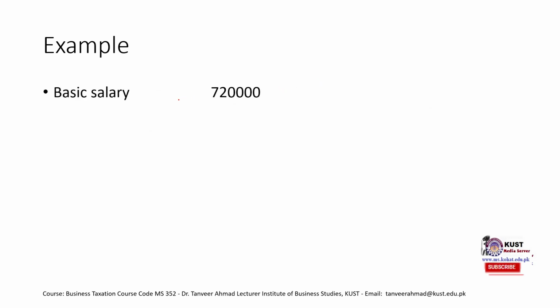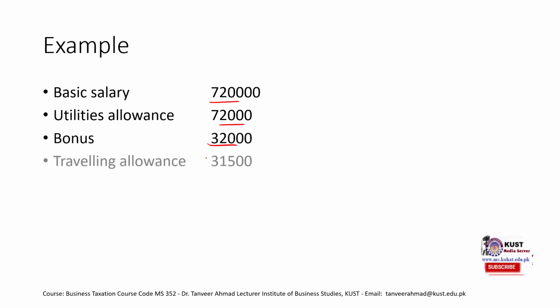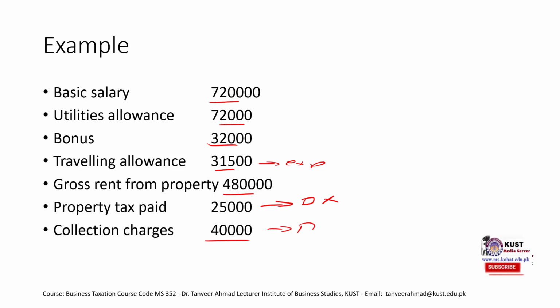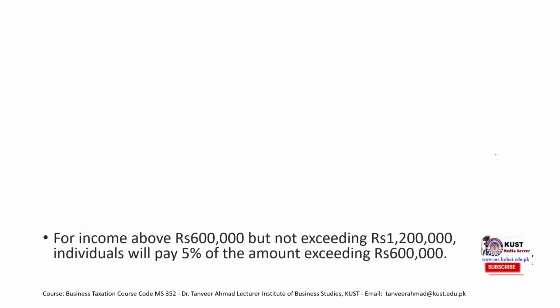Okay, let's have a second example. Now let's merge the salary and income. Let's just say a person is also doing a job and he is receiving income from property. Then what would be the case? So his basic salary is 7,20,000, utility allowance, then bonus, then we have traveling allowance, gross rent from property. Remember, this is exempted. Property tax paid. Although this tax is paid, there is no deduction in case of an individual. Again, collection charges in corporation are allowed, but in case of an individual there is no deduction allowed. Okay, so let's solve this example.